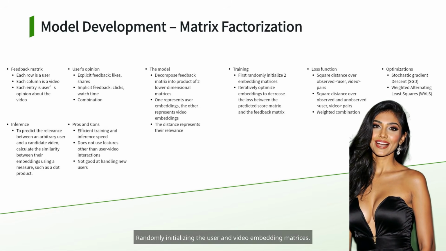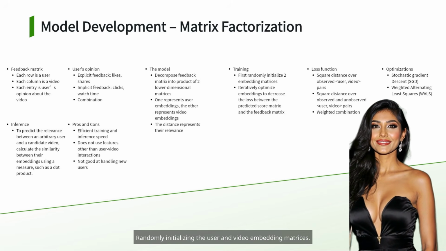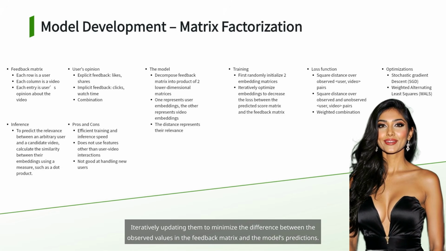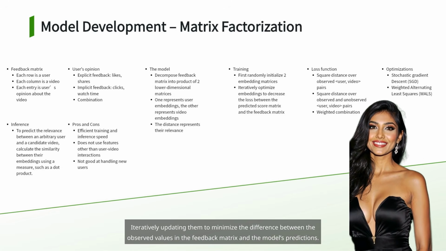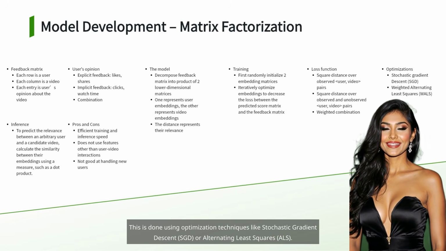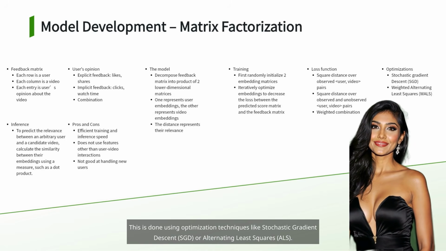Training involves randomly initializing the user and video embedding matrices, and iteratively updating them to minimize the difference between the observed values in the feedback matrix and the model's predictions. This is done using optimization techniques like stochastic gradient descent, SGD, or alternating least squares, ALS.